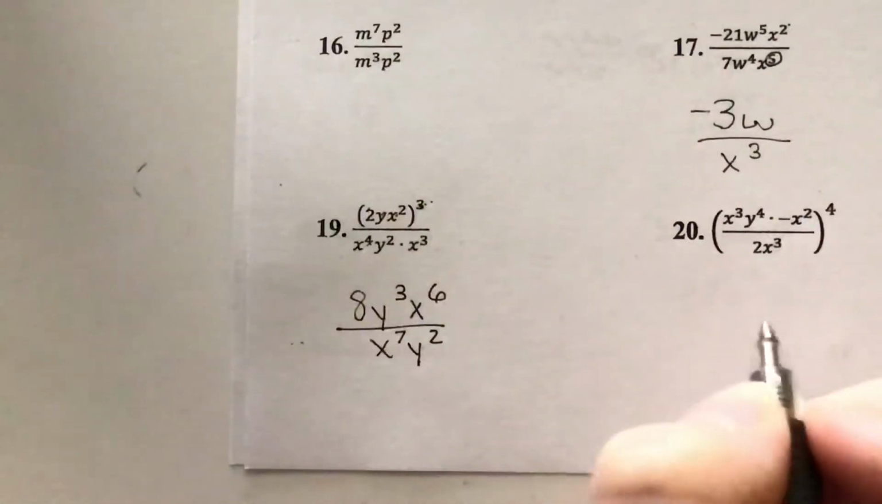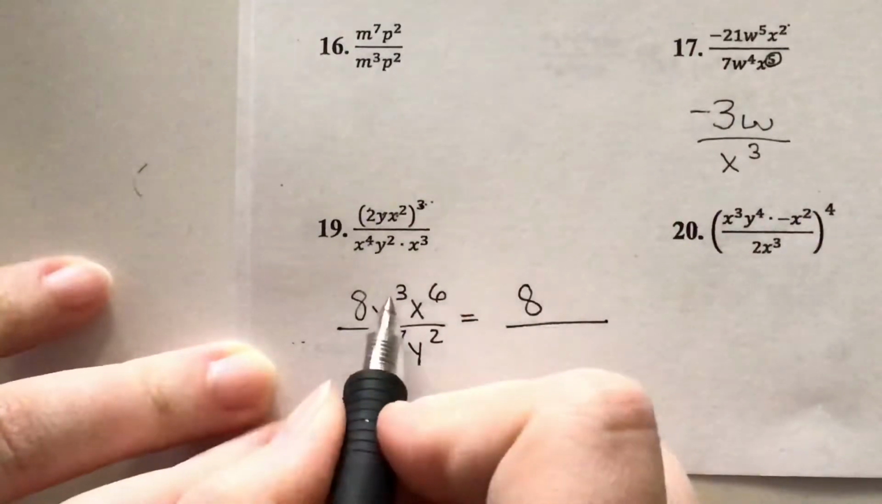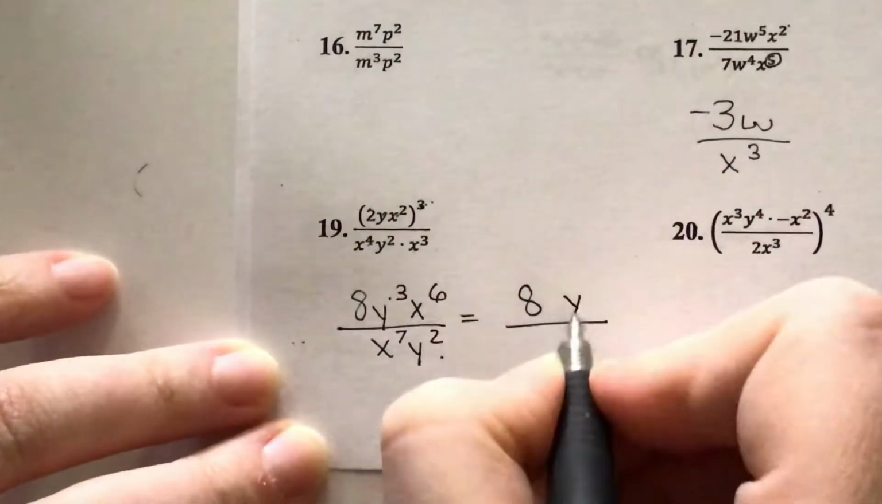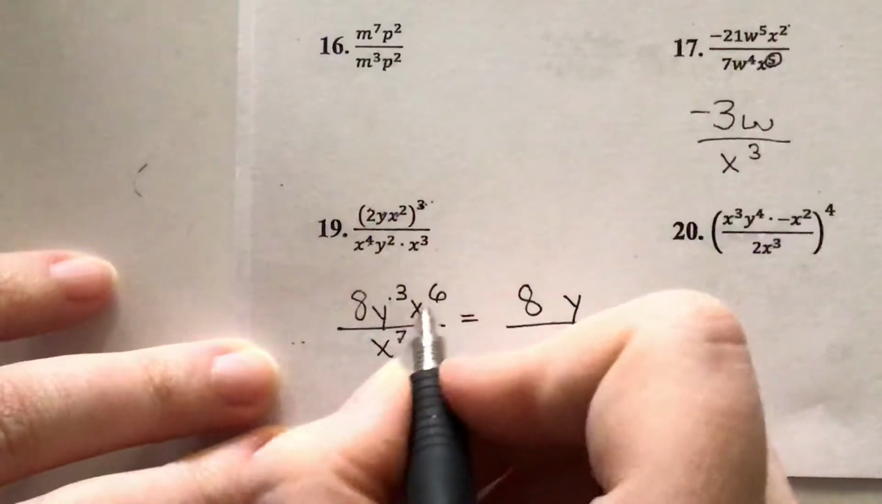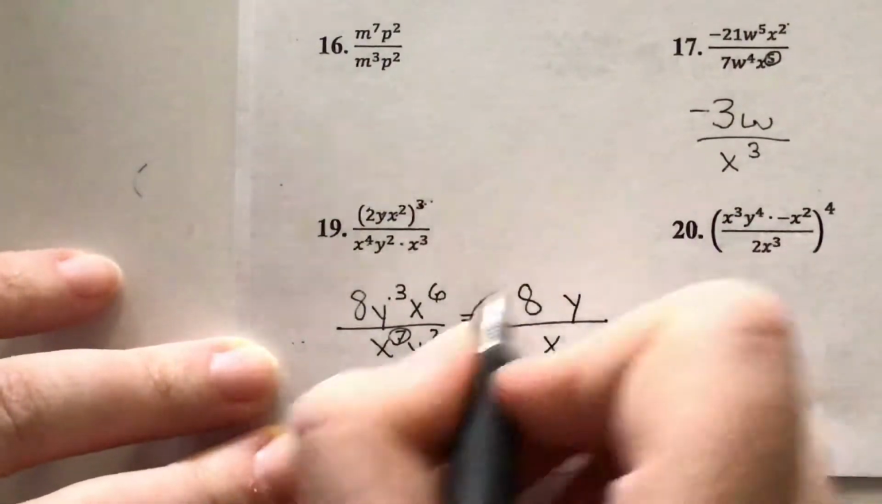Okay, so now I'll do my quotient property and reduce this. 8. For the y's, 3 minus 2 is just 1y. And for x, 7 minus 6 is 1x, but again, higher exponents in the bottom, so answer stays in the bottom, okay?